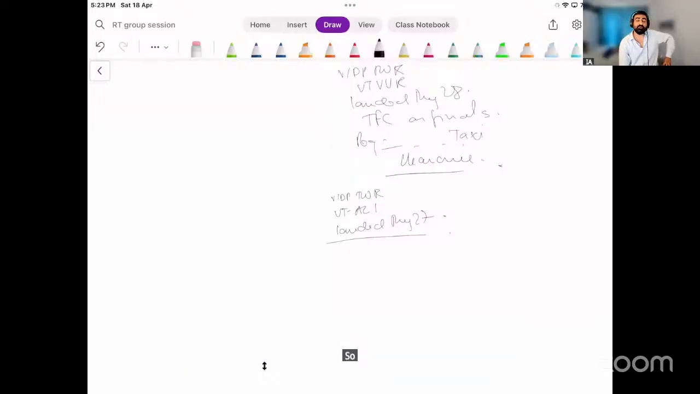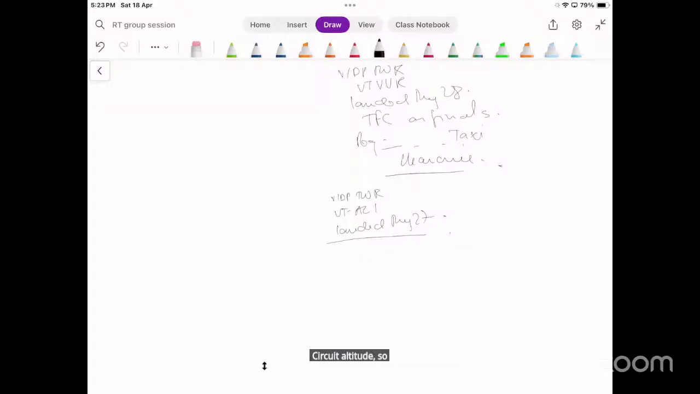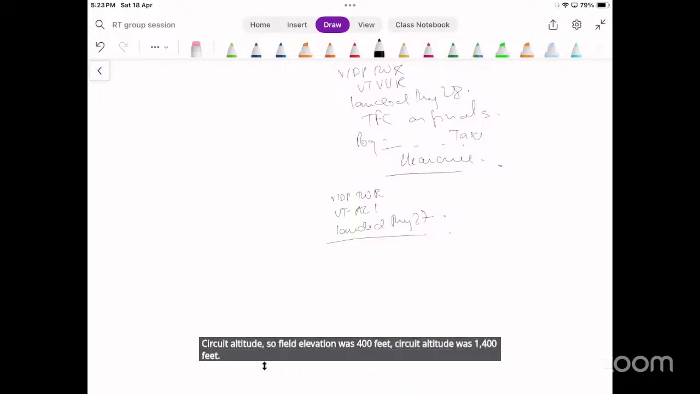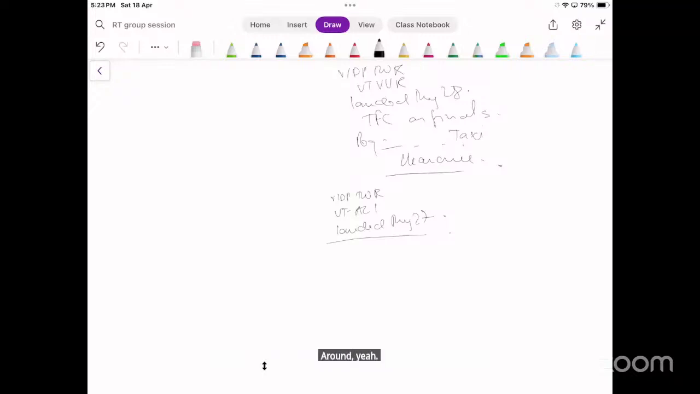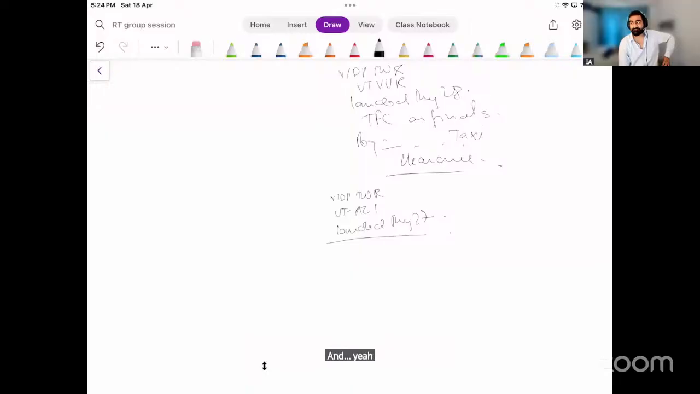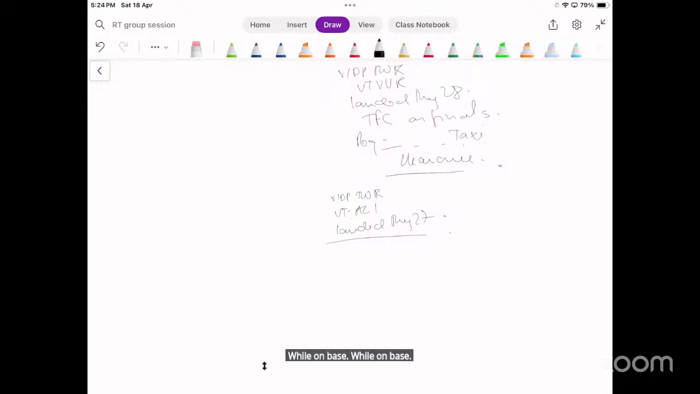So what was your circuit altitude like? Field elevation was 400 feet. Circuit altitude was 1,400 feet. And the mountains would have been what, 800 feet or less? Around 800 feet, sir. 800, 850 feet to the right. To the right, while on base. While on base, yes, sir. Good, good, good.